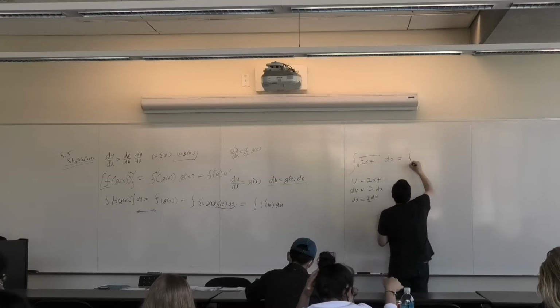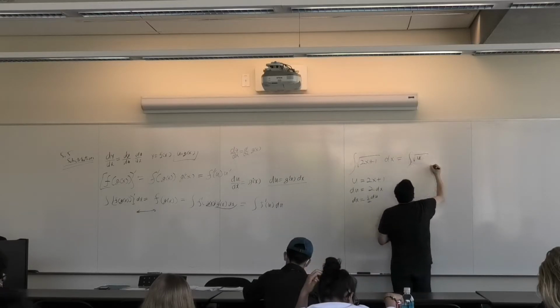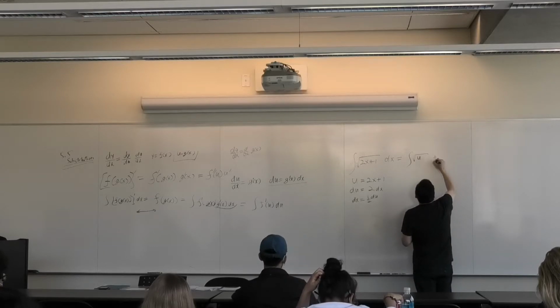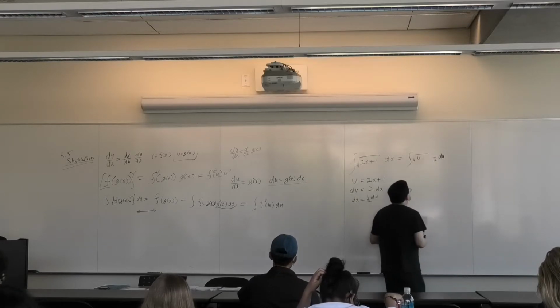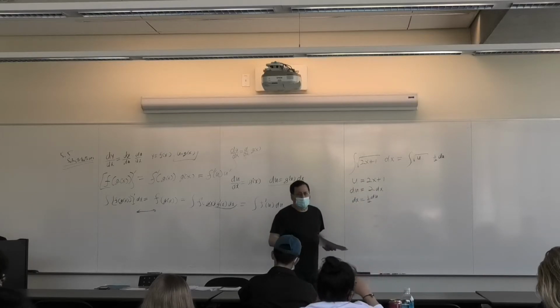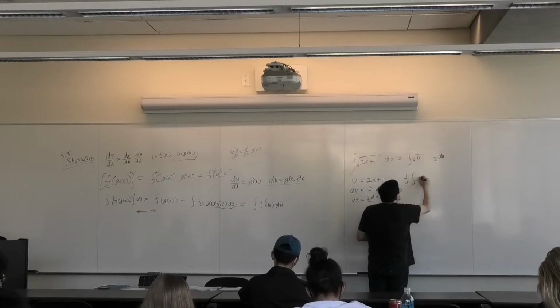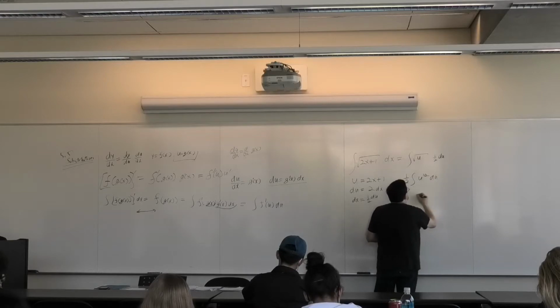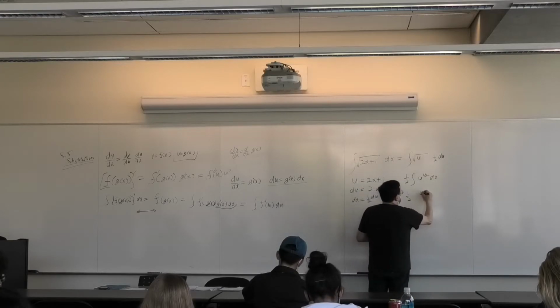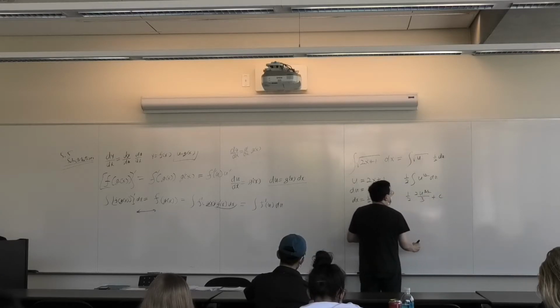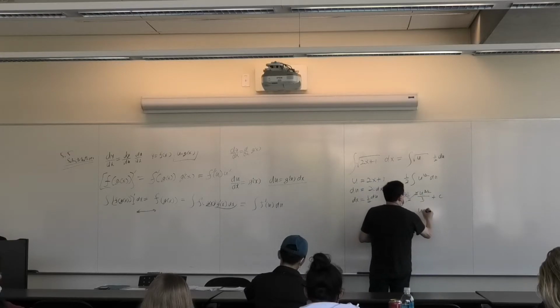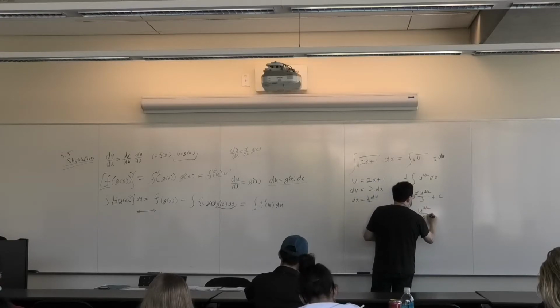And now I can do my substitution. This becomes the square root of u times 1/2 du. And sure enough, we've got an integral we can deal with here. This is 1/2 the integral of u to the 1/2 du. It's 1/2 u to the 3/2 over 3/2, or times 2/3. Let's see, 2's cancel, and we get u to the 3/2 over 3 plus c.